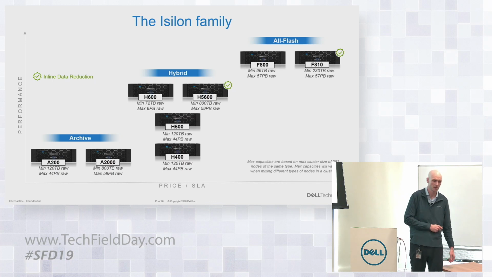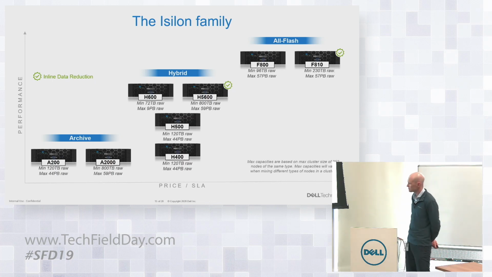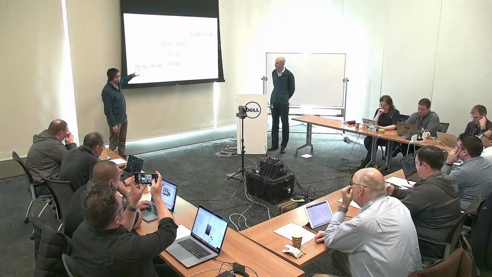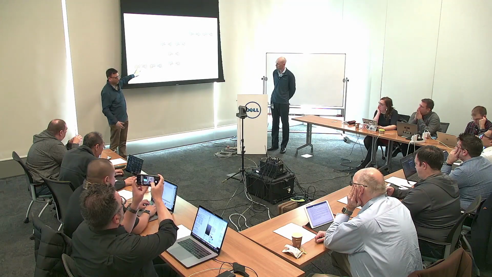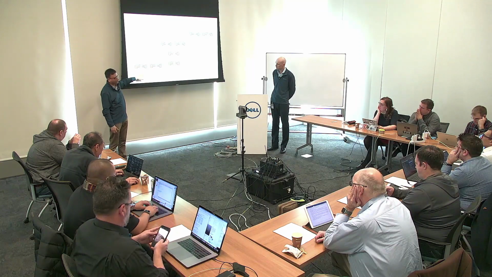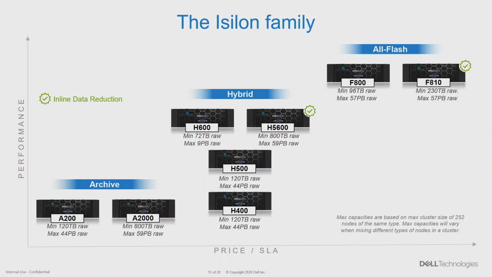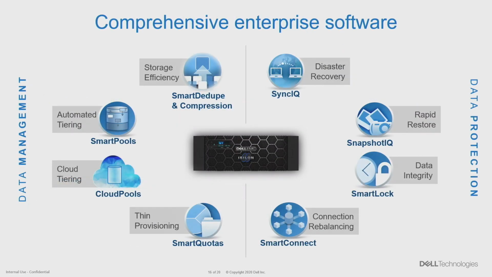All the next features will be on the next slide. So these are the numbers you're seeing out here. If I take an A200 node and put 252 of those A200 nodes, that's basically your 44 petabytes in a single cluster, a single file system. And it actually can be more than that, and I'll explain why in a second.